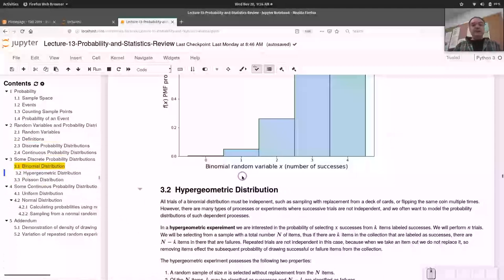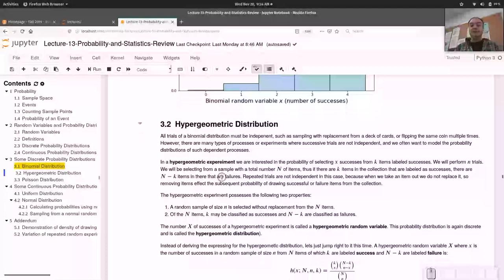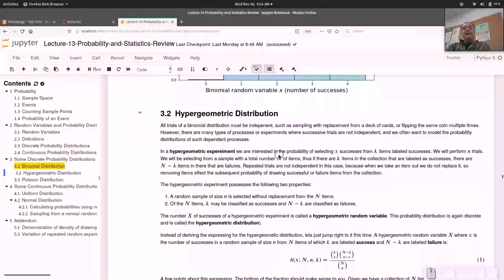So that was a binomial distribution. I'm going to go through our other discrete distributions a little bit quicker here. The hypergeometric distribution is another useful one. The main use for this one is if your trials are not independent. If you have some dependency, and again this is very common. All trials of binomial must be independent, but for hypergeometric, they are not.